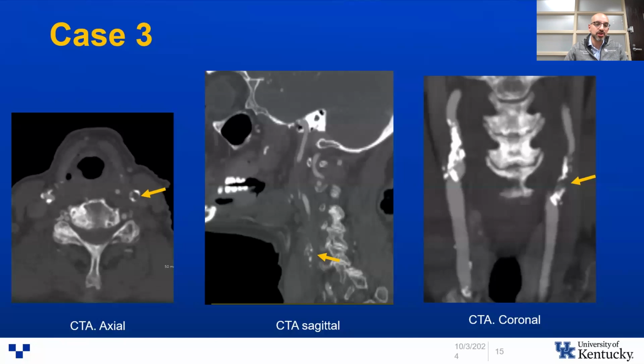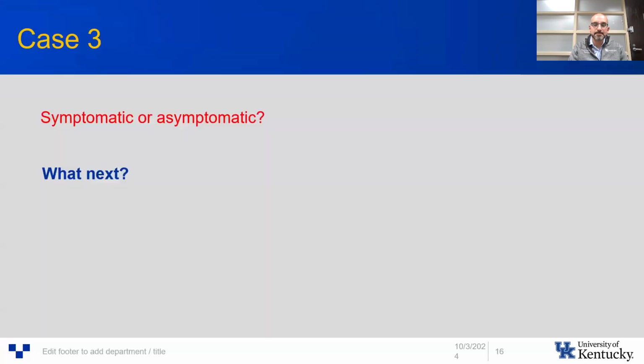Her imaging showed a severe high-grade stenosis of the left internal carotid, as you can see in the axial, sagittal and these coronal cuts. Again, try and think about whether this person is symptomatic or asymptomatic, and what steps do we take next.